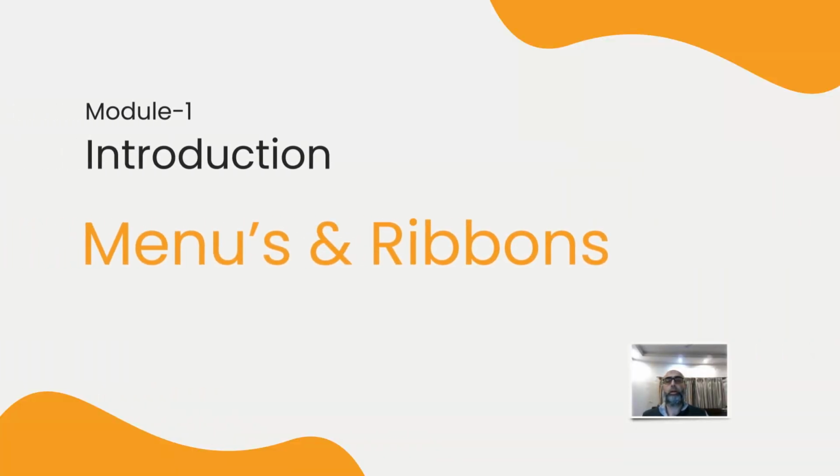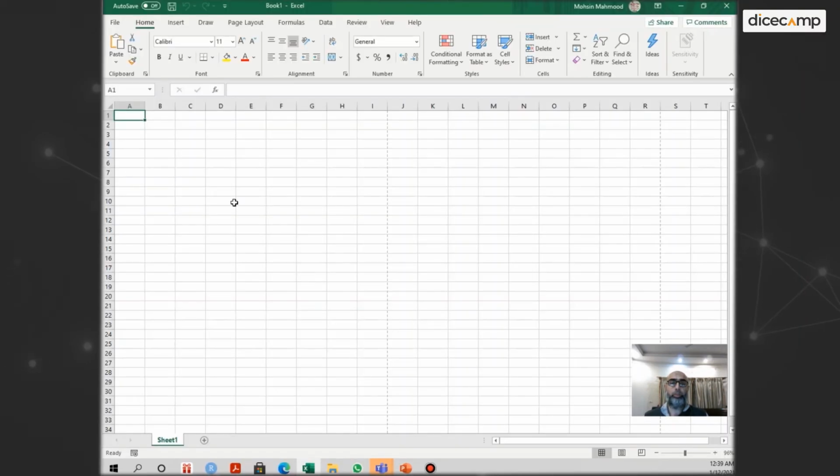So we are going to cover the menus and the ribbons. In this video, we did discuss the menus and the ribbons in our last video, but I just wanted to look a little deeper into the menus and the ribbons on our Excel worksheet. So moving quickly to our Excel worksheet.